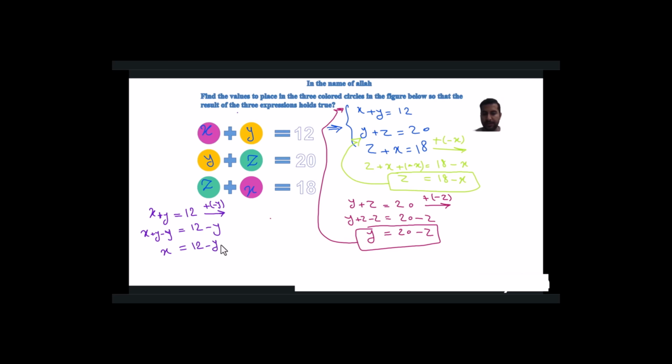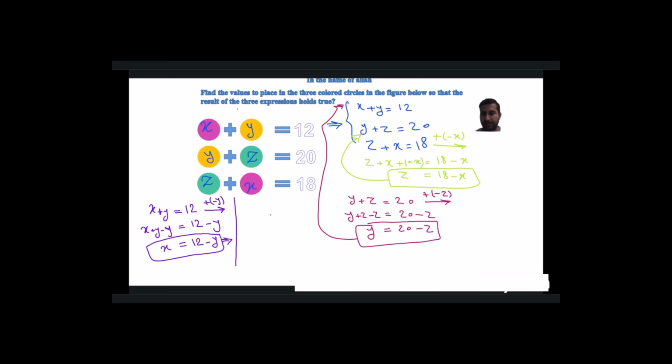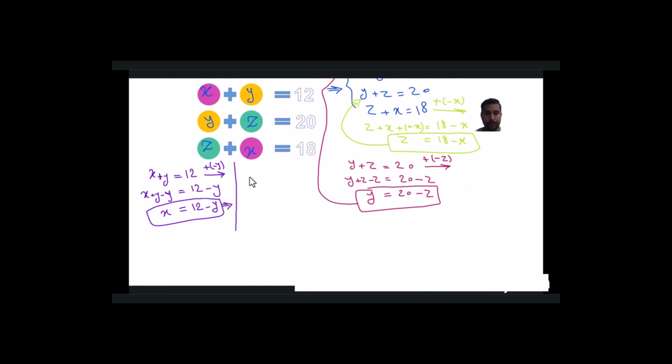12 minus 20 plus Z. So, X equals negative 8 plus Z. X equals negative 8 plus 8 minus X, so X equals X plus 10. In conclusion, this is the result.